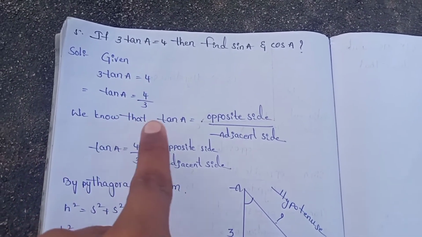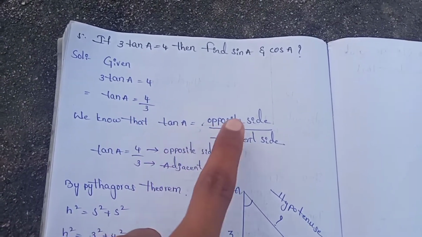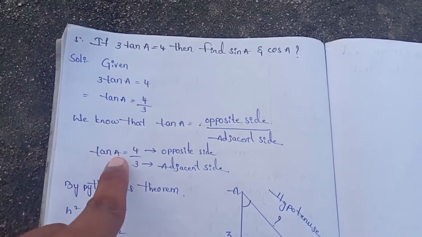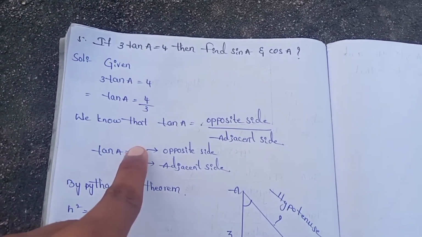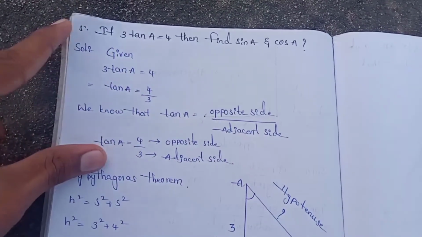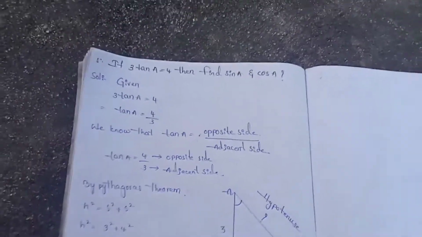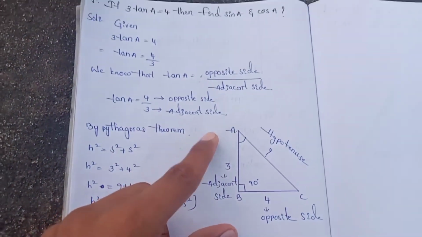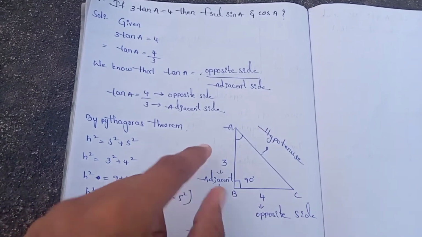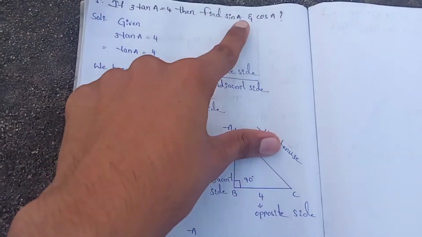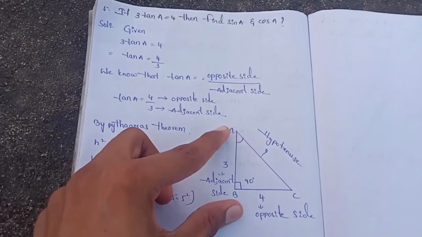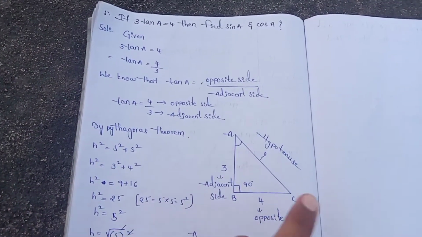We already know that tan A is equal to opposite side by adjacent side. Tan A is equal to 4 by 3, so 4 is the opposite side and 3 is the adjacent side. Based on this information, we have to draw a triangle. This is A, this is B and this is C. ABC triangle, because the angle given is A, so we have to take A compulsorily, and B and C.